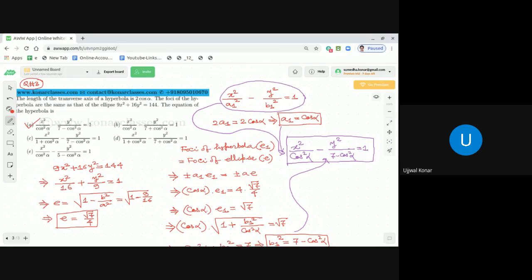That means that the coordinates of the foci of the hyperbola, whose equation we just found out, are the same as the coordinates of the foci of the ellipse, that is 9x square plus 16y square is equal to 144. Okay, so I hope things are absolutely clear, and I can move to the next question, dear students.